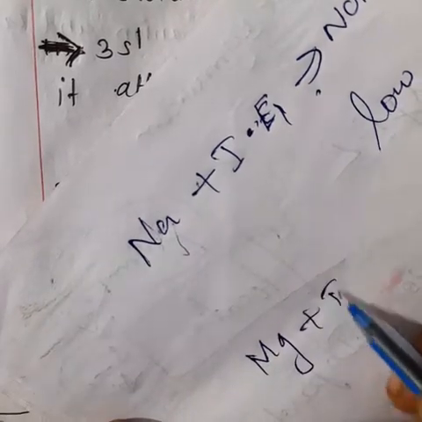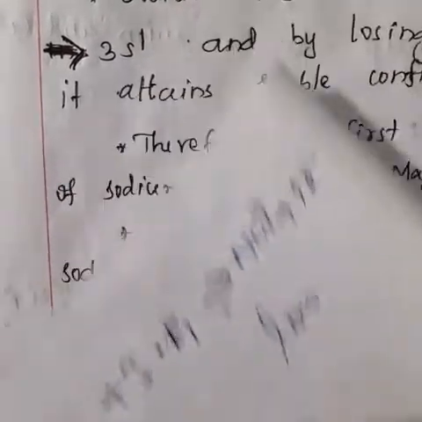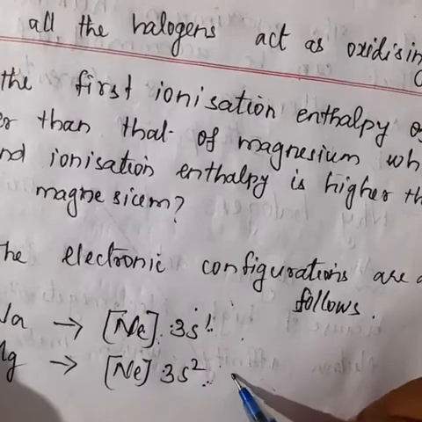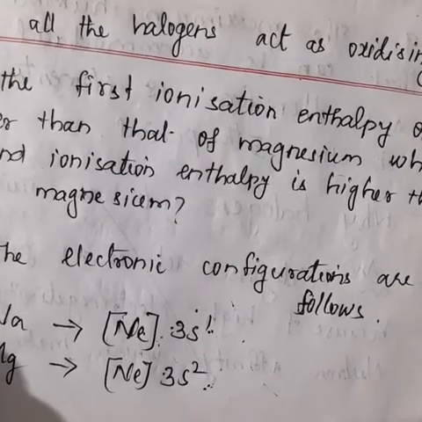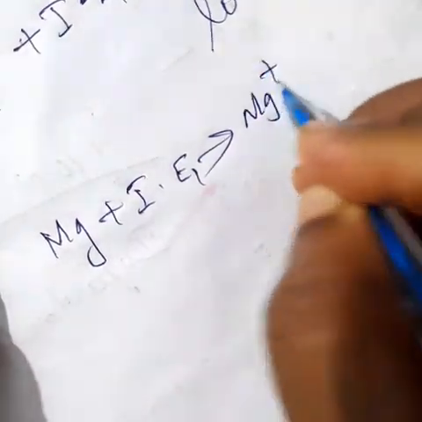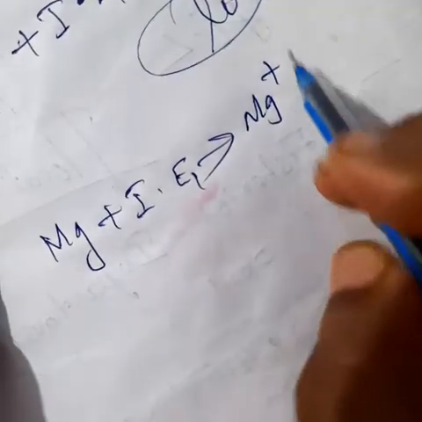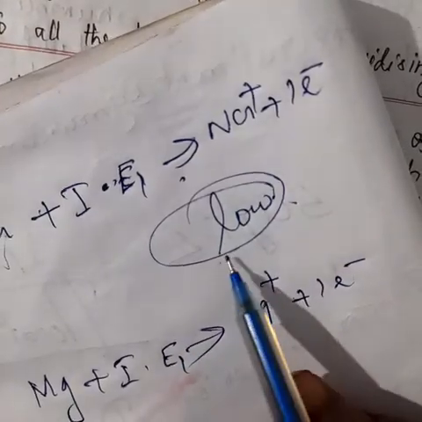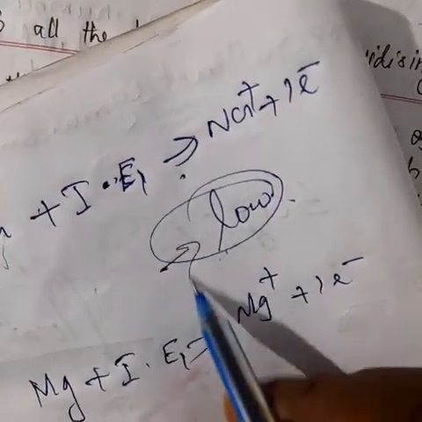Magnesium, when we are removing the first electron, it is difficult because 2 electrons are present here. We should give more energy to remove the electron. Okay, so this is the first ionization energy of sodium. It is low because sodium has only one electron, so we can easily remove it. The first ionization energy of sodium is very low when compared to magnesium.